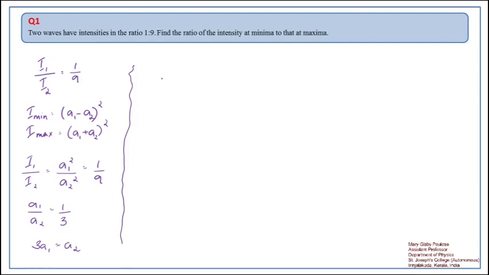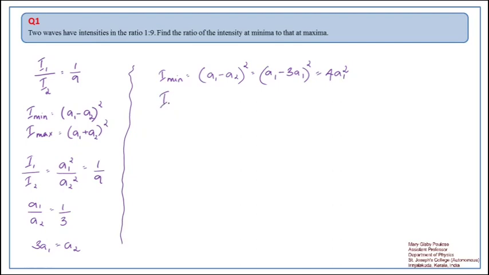Now, to find I minimum, I have A1 minus A2 the whole square. That is, A2 can be substituted as 3A1. So A1 minus 3A1 the whole square. That can be written as minus 2A1 the whole square. That is 4A1 square.